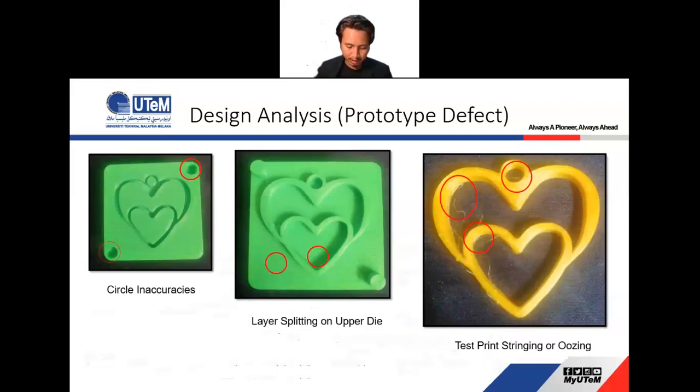So these are the defects that occurred during the 3D printing. As you can see, the first picture shows circle inaccuracies on the product, the second picture is the layer splitting on the upper die, and in the third picture, as you can see, there are tiny hairs known as stringing or oozing produced on the test print, the gold bracelet.